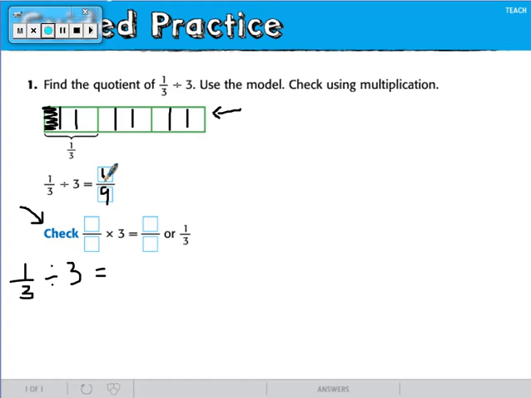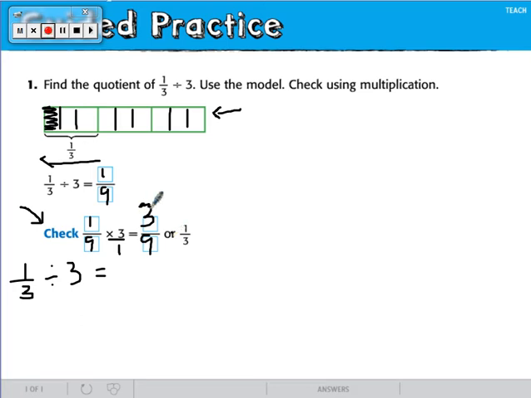So my answer is 1/9. Okay? So now we're going to go backwards when we check for multiplication. 1/9 times 3 equals, so that's 3 needs to be put, we're working with fractions, so what do we do with 3? Put it over 1. So 1 times 3 is? 3. 9 times 1 is? 9. So I have 3/9, or 1/3.